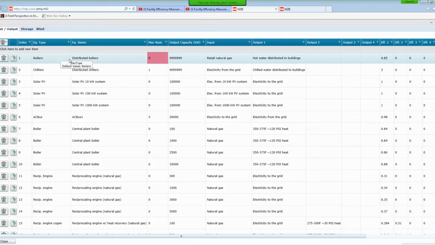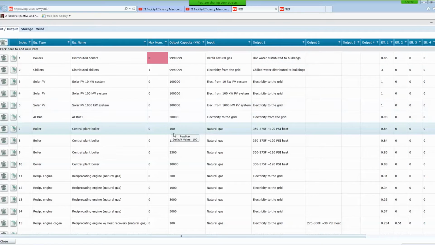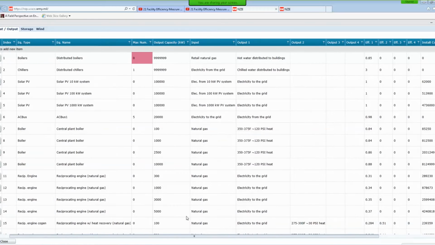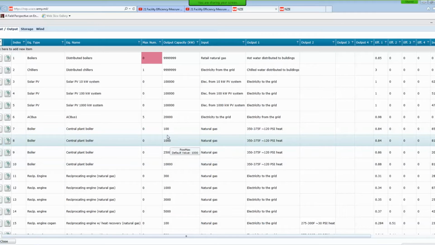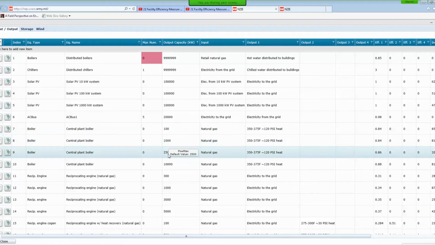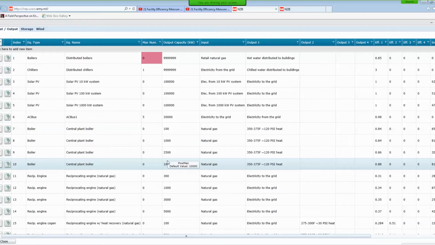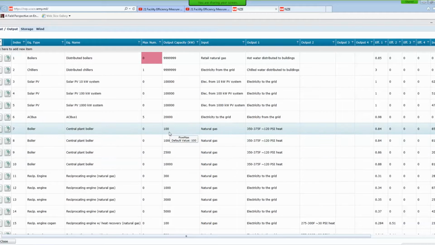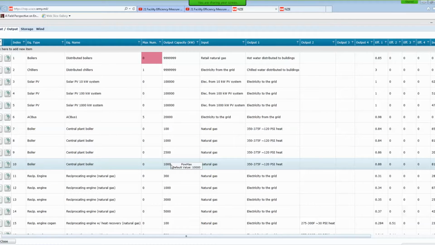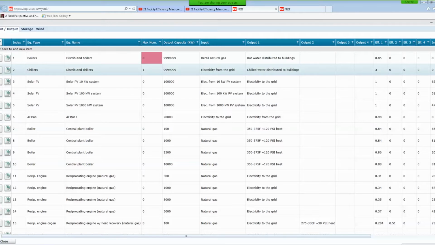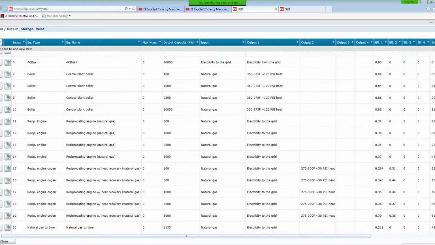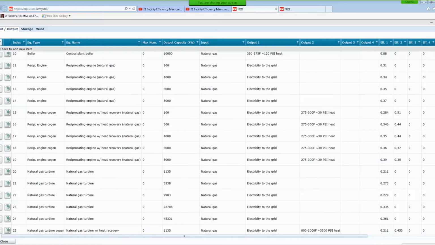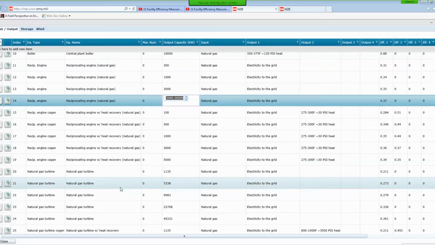So each one of these rows, just as a review, is a technology of a given size that has some capacity associated with it, and then costs associated with that capacity. And the reason that we have a couple different sizes for each thing, so these are central plant boilers, large scale boilers providing either hot water or steam at a central plant, and we provide a couple different sizes so that we can capture economies of scale, and the cost generally goes down on a per capacity basis as you go to larger system sizes. So we'll look at, for example, these reciprocating engines.